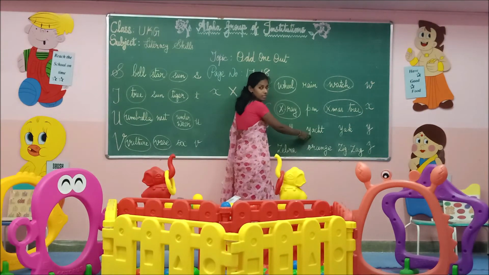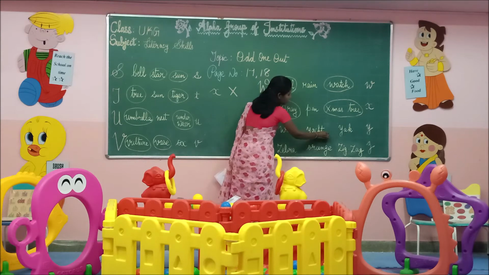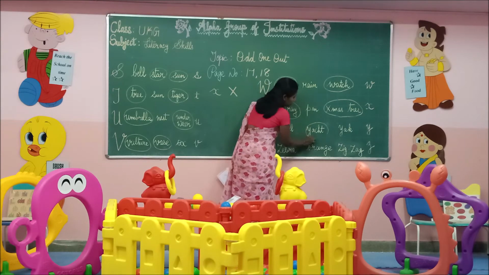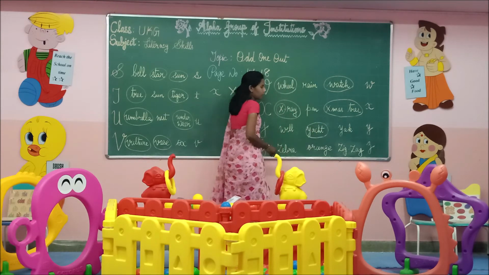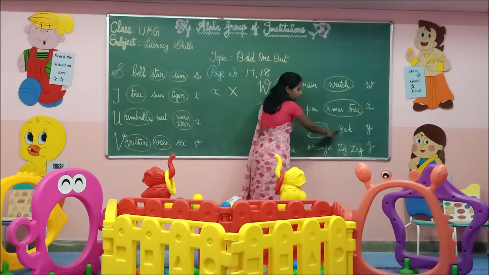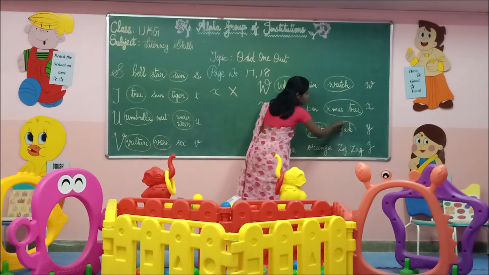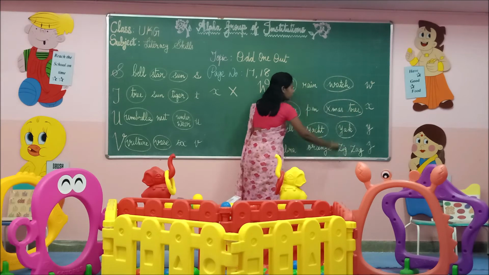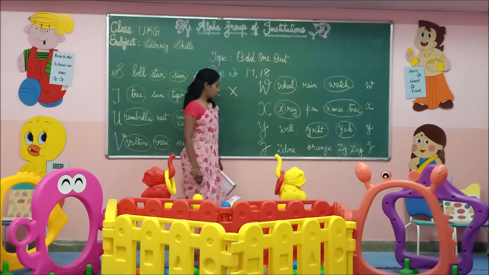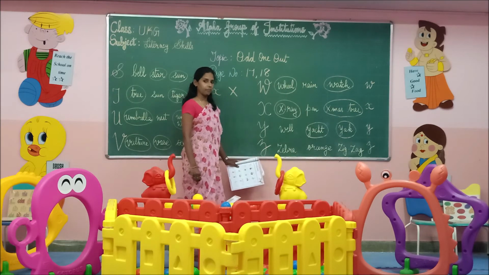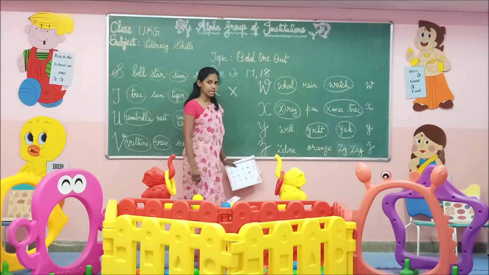Yak. What is this? Yak. This has the first letter Y. So, circle the word yak. Good. Now, we shall go on to the last alphabet. What's the last alphabet? Z.